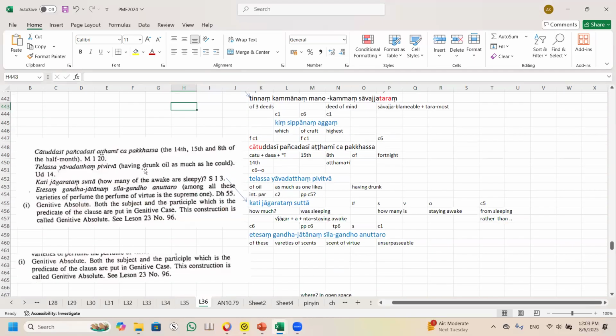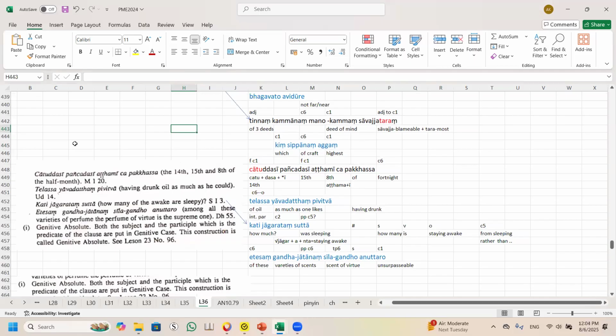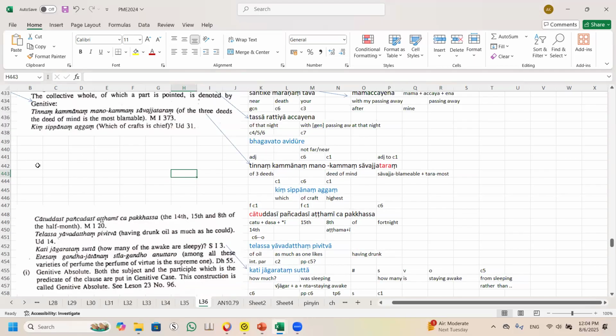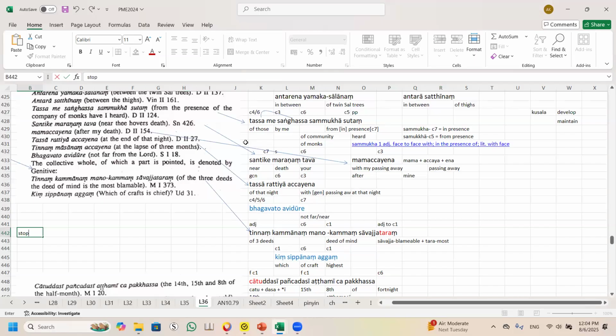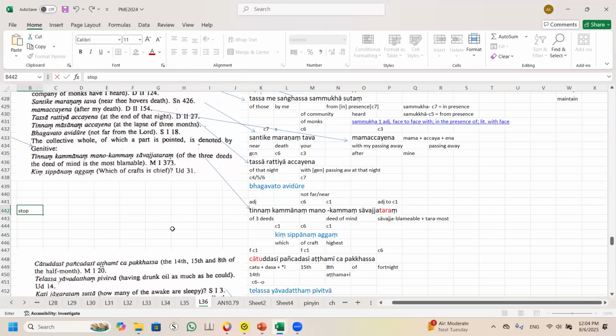So I think we stop here. Time's up. We stop here because that is the whole thing. Basically what we are trying to emphasize is the genitive case, all of the genitive case. We stop here because then it will be a lot easier.